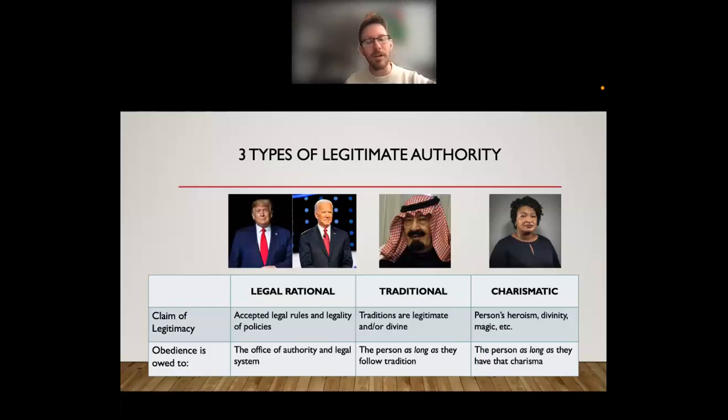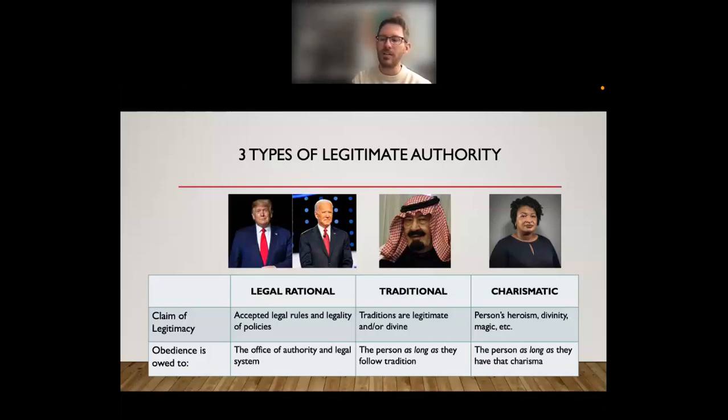Now, remember, Weber would say that in reality, very few of these authority types really line up. So we could see that people might have multiple types of authority. One of the biggest examples was Donald Trump. Even as president, he still had a lot of charisma that drove people to follow him. If Stacey Abrams was elected, she would also inherit some legal rational authority in addition to her charismatic authority.